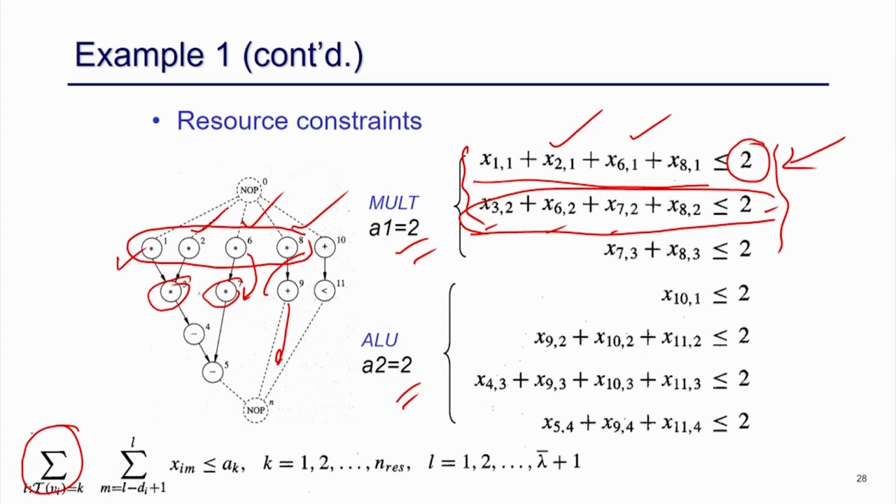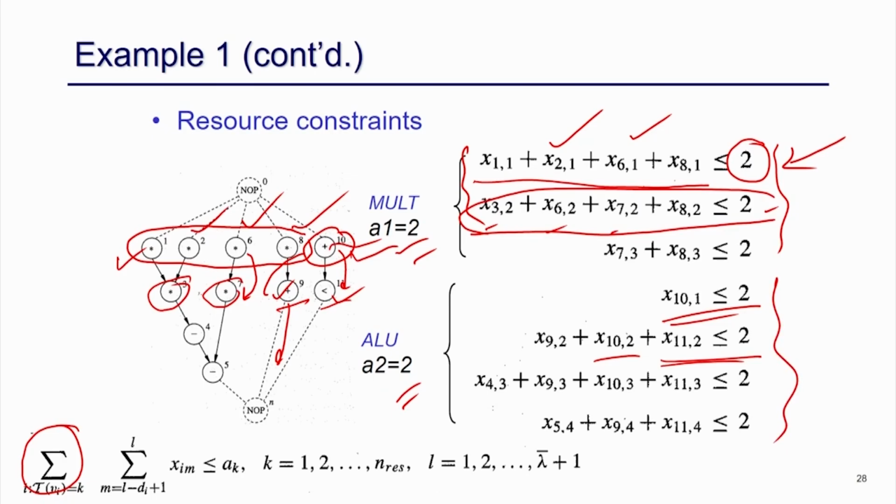Similarly, for the ALU, this operation can execute only in this time step. So, x 10 1 is less than or equal to 2. In time step 2, this can execute, this also can move down, so this 3 can execute. So, x 9 2, x 10 2 and x 11 2 should be less than or equal to 2. This way we can find out the constraint for each ALU.